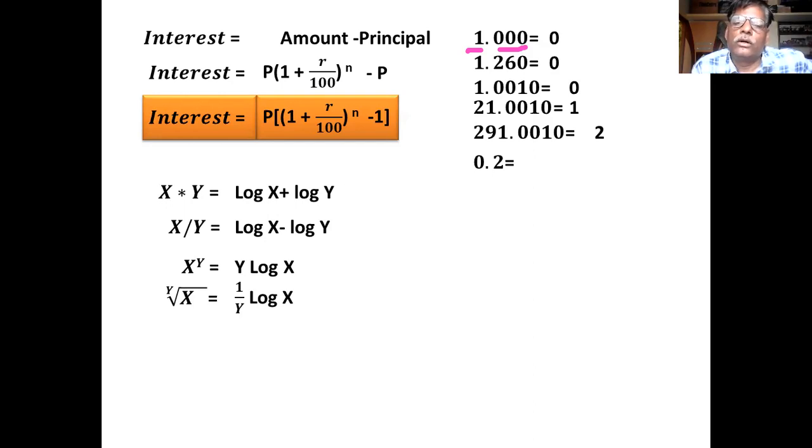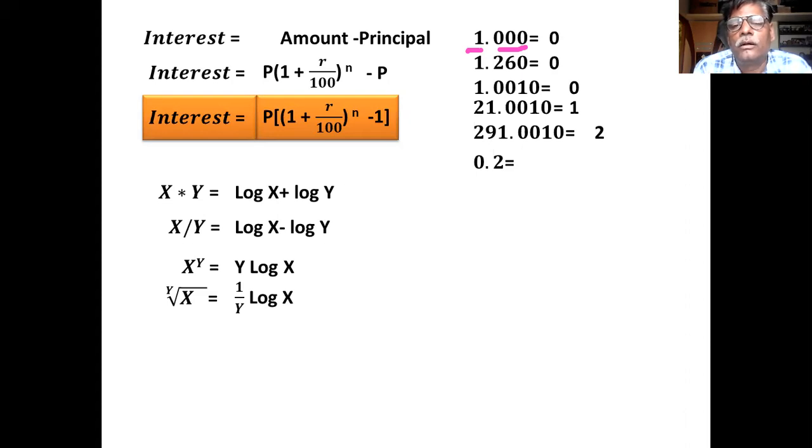If there is no number before the decimal point, then you have to find the number of zeros after the decimal point continuously before starting a number. Remember this point. After the decimal point, you count the number of zeros before starting a number.